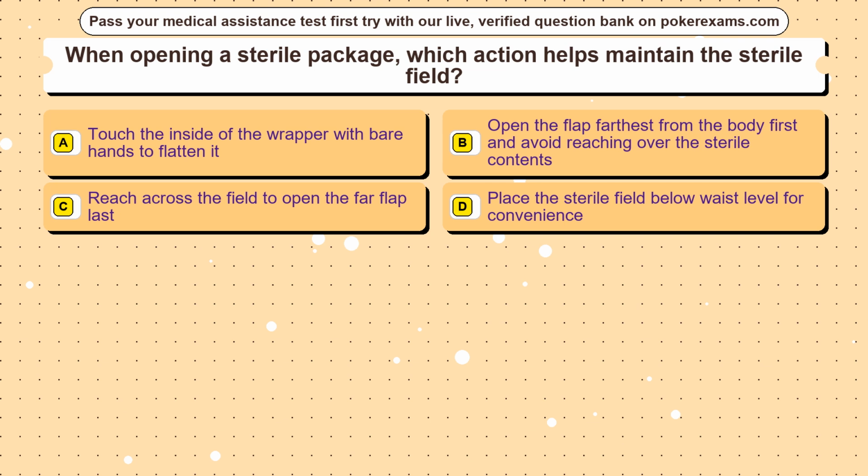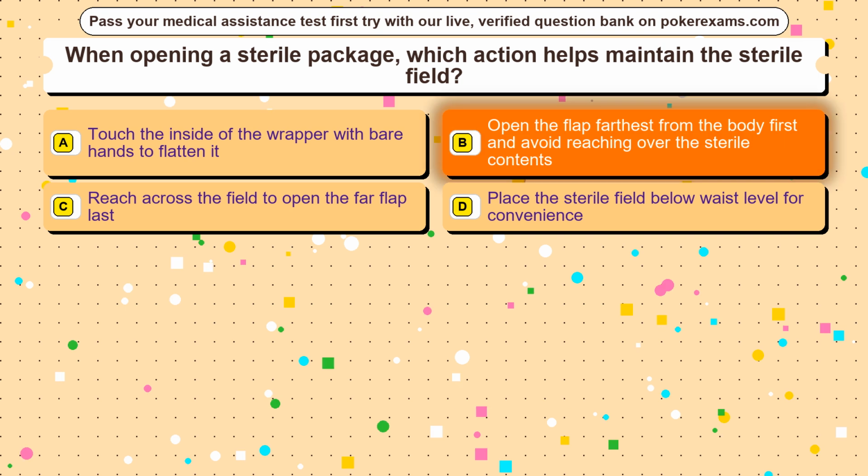Question 36. When opening a sterile package, which action helps maintain the sterile field? Option A, touch the inside of the wrapper with bare hands to flatten it. Option B, open the flap farthest from the body first and avoid reaching over the sterile contents. Option C, reach across the field to open the far flap last. Option D, place the sterile field below waist level for convenience.